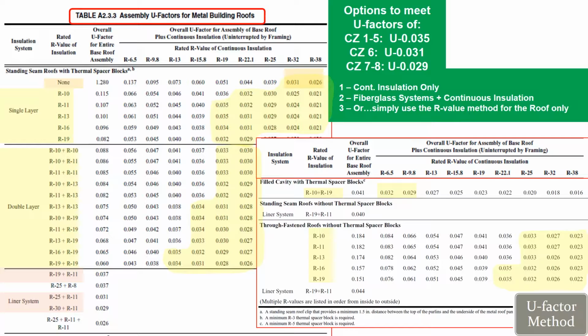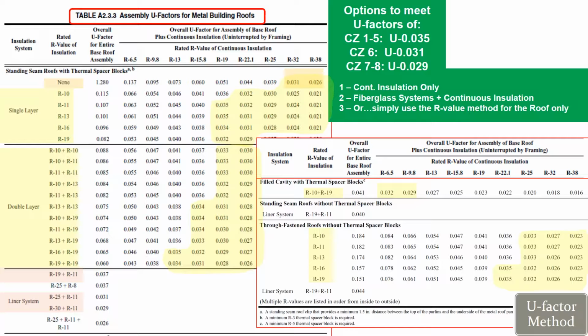So say if you have an R19 over the purlin fiberglass system and you have a specific level to meet, let's say in climate zone 7 for the 0.029, what this table tells you is you have R19, in and of itself equals a 0.082, which is not very thermally efficient. This accounts for the thermal bridging at the compressed fiberglass insulation. If you add continuous insulation with an R value of 22.1, the combination of these two will give you a 0.029.